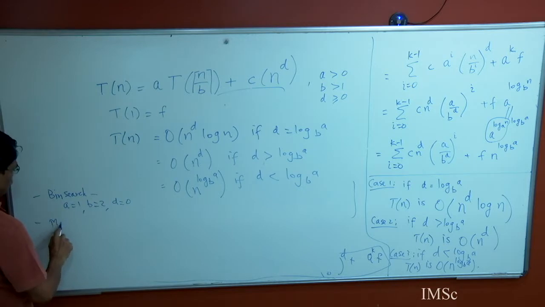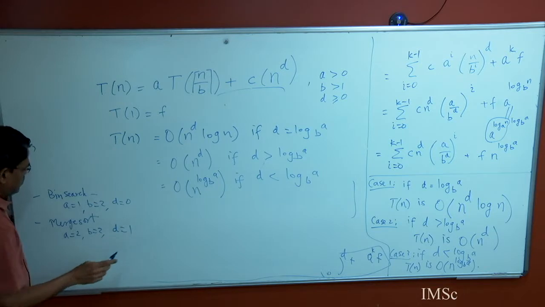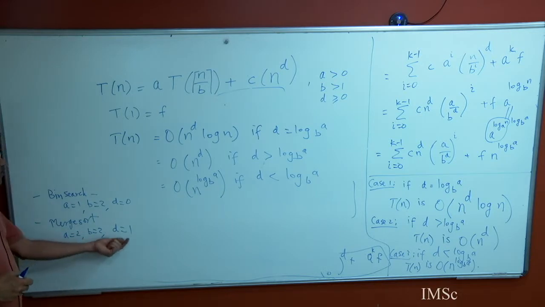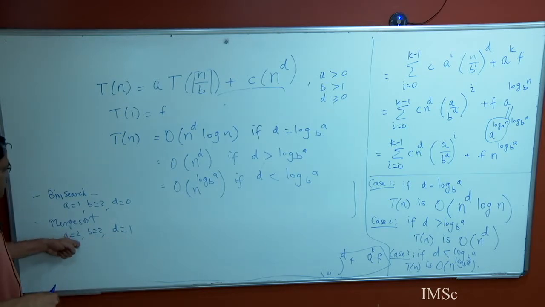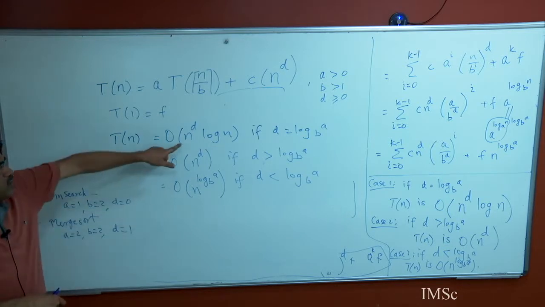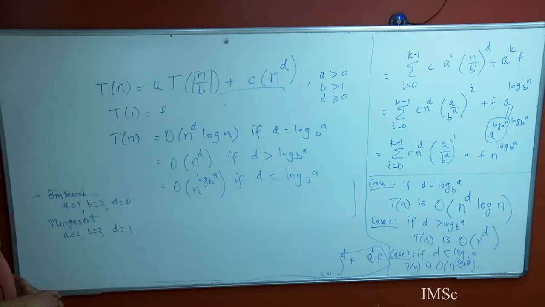Merge sort would be a is 2, b is 2, and d is 1, right? Because we divided the problem into two subproblems of half the size, we recursively sorted them, so 2 and 2, and we merged them in linear time. Here again log a to the base b is 1, which is the same as d, so it falls into this case again, so it's n power d log n, which is n log n, right?